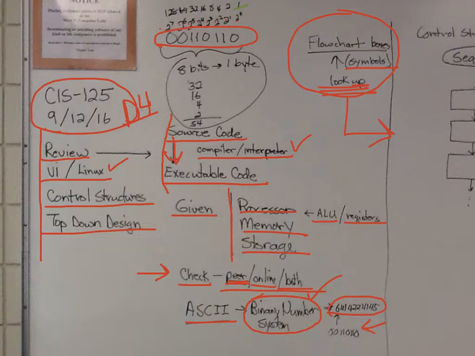2 to the 0 power is 1. That's a math thing. 2 to the 1st is 2, 2 to the 2nd is 4, 2 to the 3rd is 8, 16, 32, 64, 128. 2 to the 7th is 128. So we figured this out.